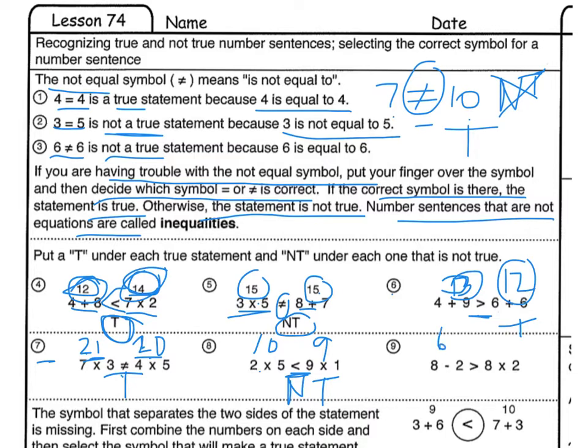8 minus 2, you should have written 6. 8 times 2 is 16. Is 6 larger than 16? Is the crocodile eating the bigger number? The 6 is not the bigger number. So this is not true as well.